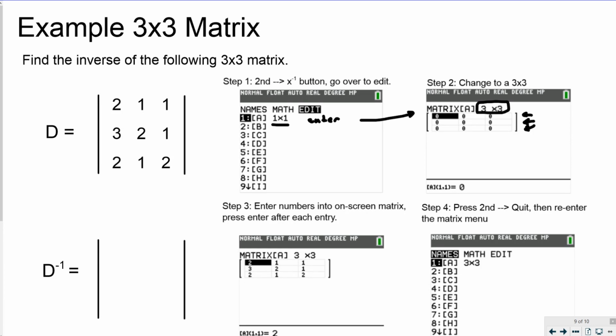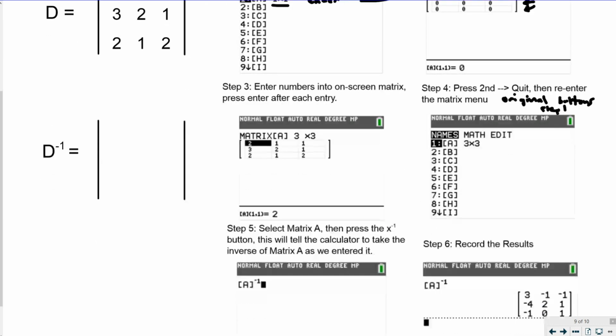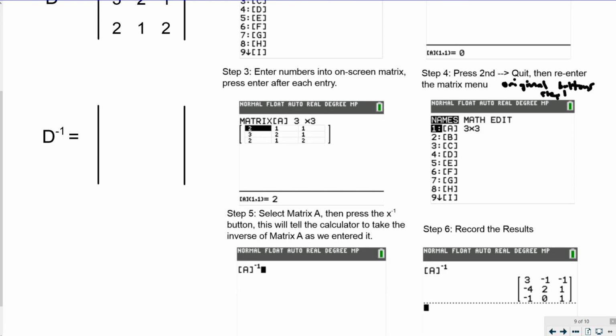And then once you're done, you're going to hit second quit. And then you're going to push the original set of buttons. So quit, then re-enter the matrix menu. That's the original buttons that we pushed in step 1. And then you're going to click on matrix A, select it by hitting enter.